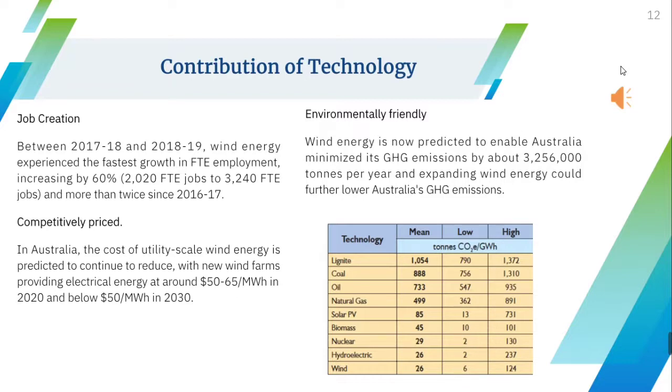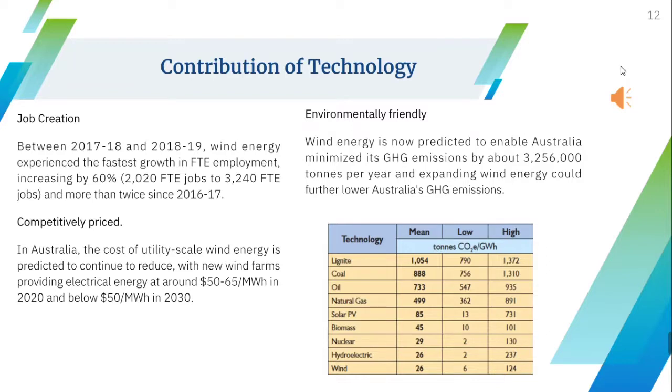Not only that, it is competitively priced, where the cost of generating electricity from wind has decreased dramatically over the last decade, making wind energy the least expensive of all alternative energies. From that, the wind industry now competes with fossil fuel sources of generation on pricing. The cost of utility scale wind energy is predicted to continue to reduce, with new wind farms providing electrical energy at around $50 to $65 per megawatt hour in 2020 and below $50 per megawatt hour in 2030.